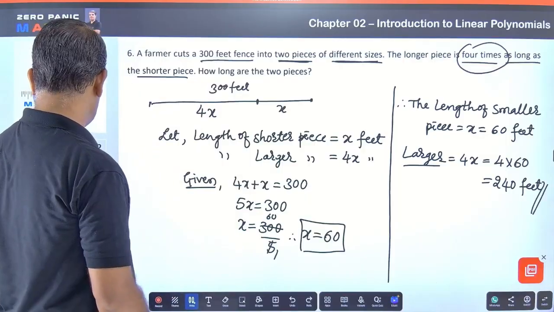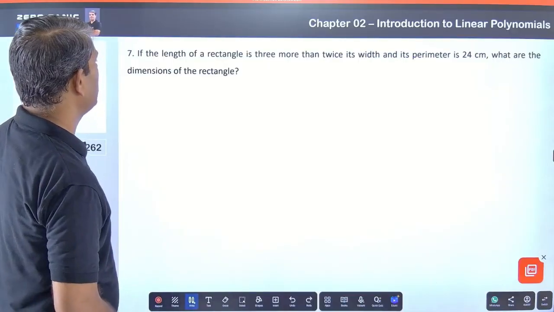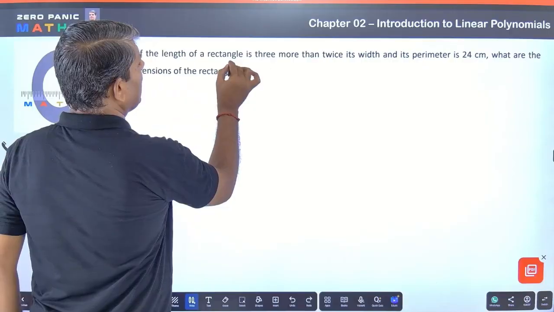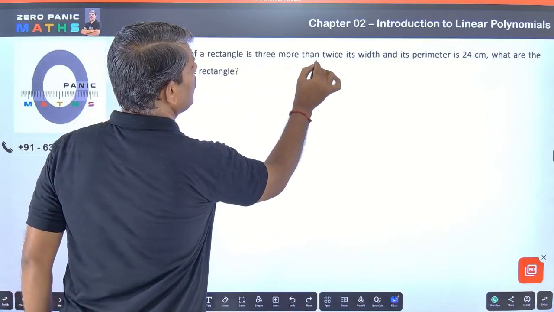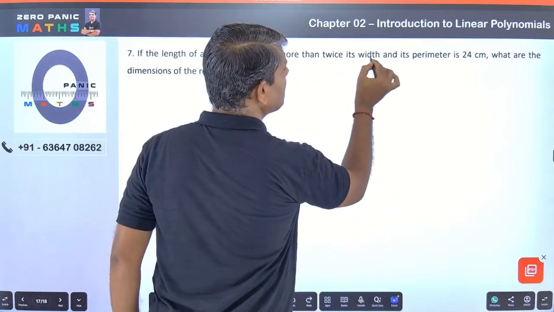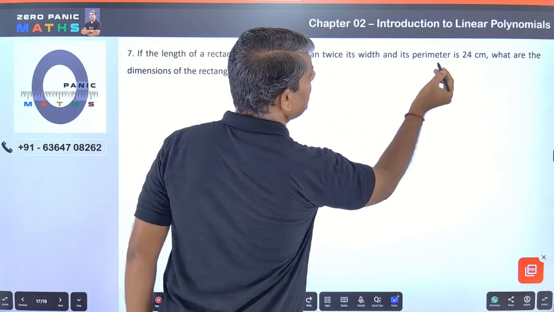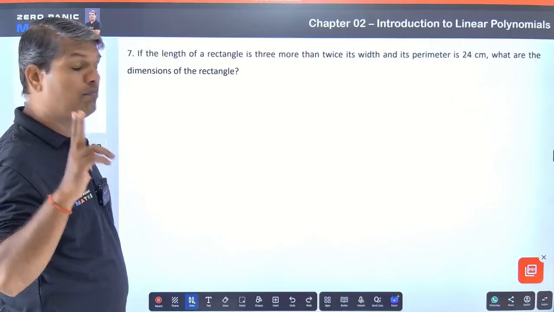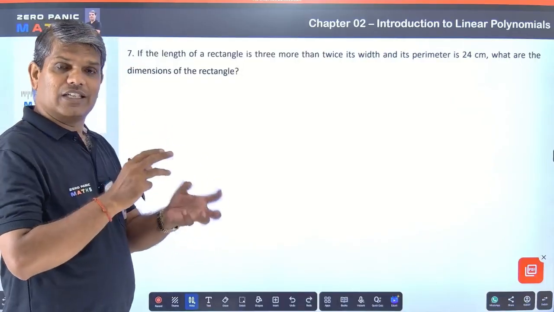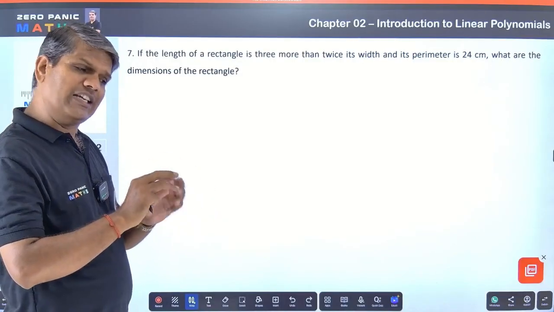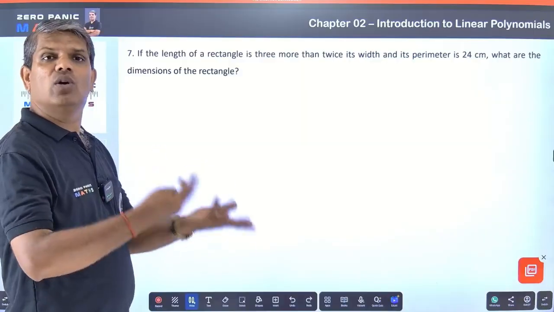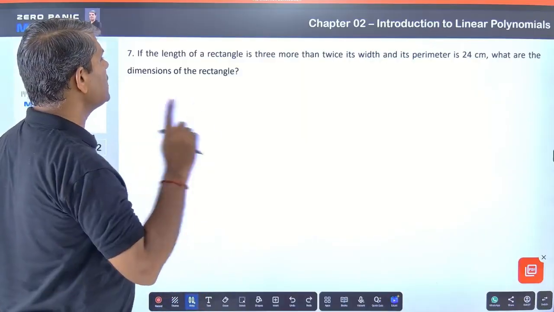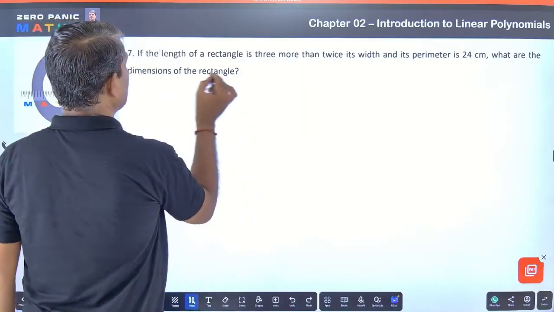Okay, let us quickly move to the next problem. If the length of a rectangle is 3 more than twice its width and its perimeter is 24 centimeter. Read this very carefully. It's very, very important, because analyzing this in a little bit of different way will get you different answers. Listen to me carefully and read it. I'll read it again.